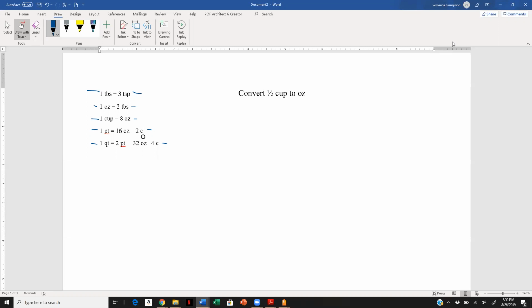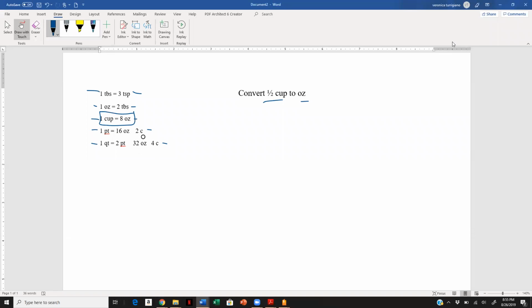When we look at our practice problem, we're asked to convert a half a cup into ounces. So we need to find a conversion factor that is related to both cups and ounces. So right here, we are told that 1 cup is equal to 8 ounces. So that's the piece of information we're going to use.